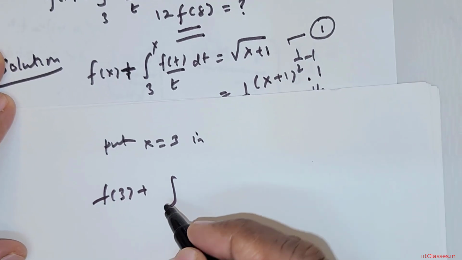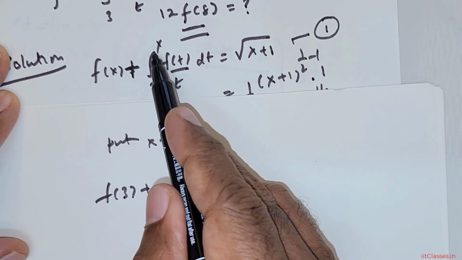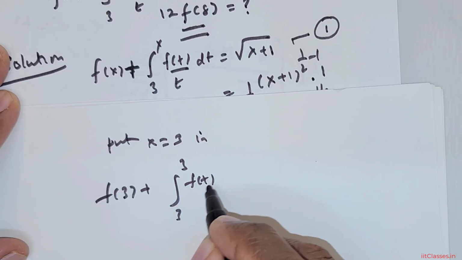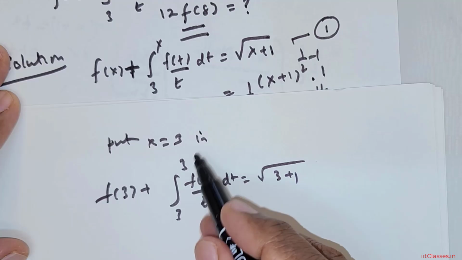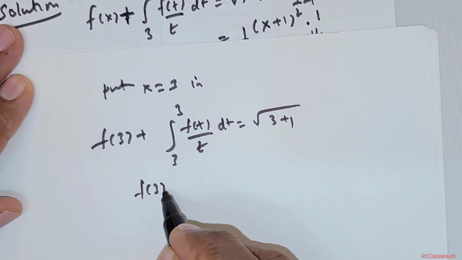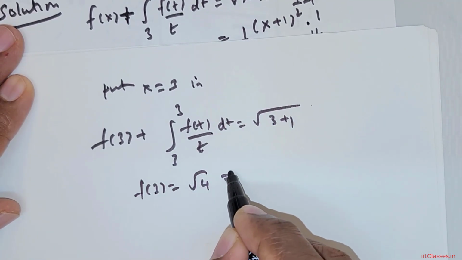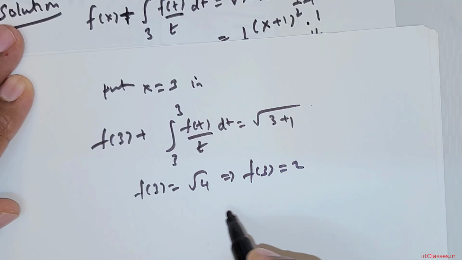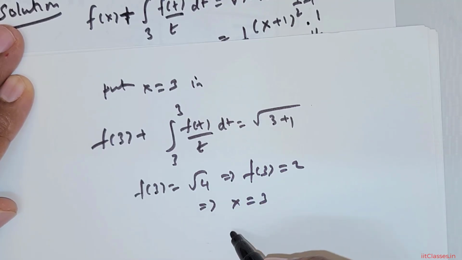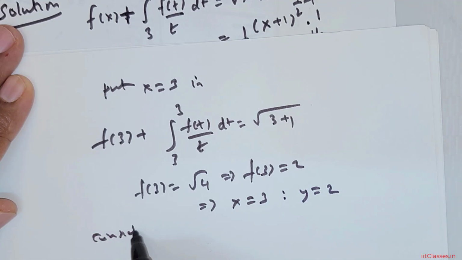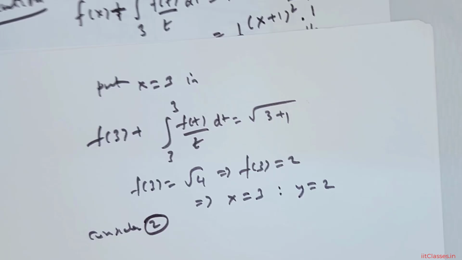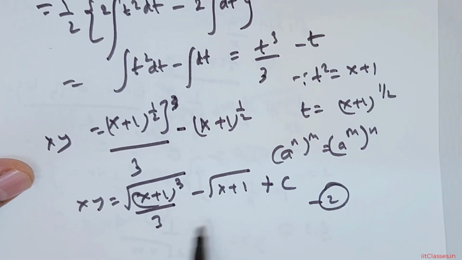F of 3, positive 3 to 3, x is equal to 3, and the integral of f of t divided by t times dt is equal to root of 3 positive 1. Now this goes off, so you get f of 3 is equal to root of 4, which means f of 3 is equal to 2. So which in turn means when x is equal to 3, y is equal to 2. So you consider our 2.